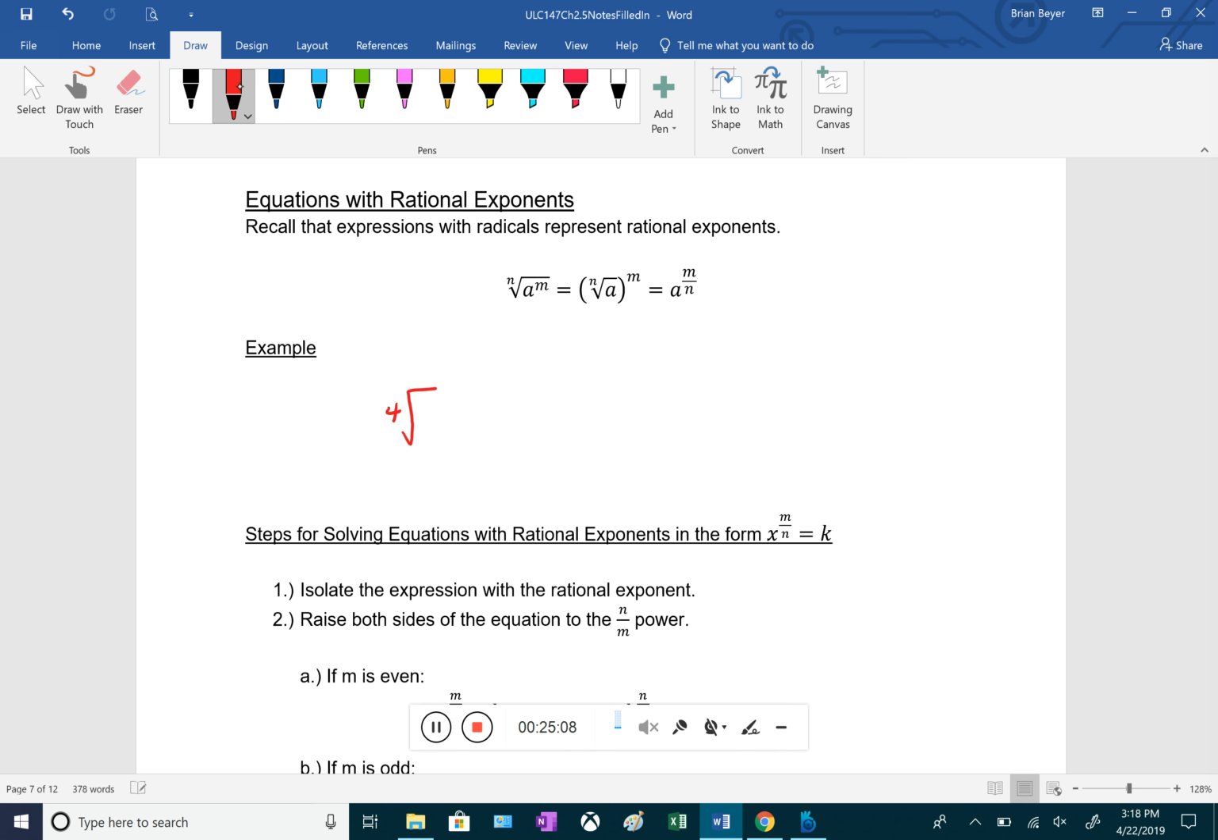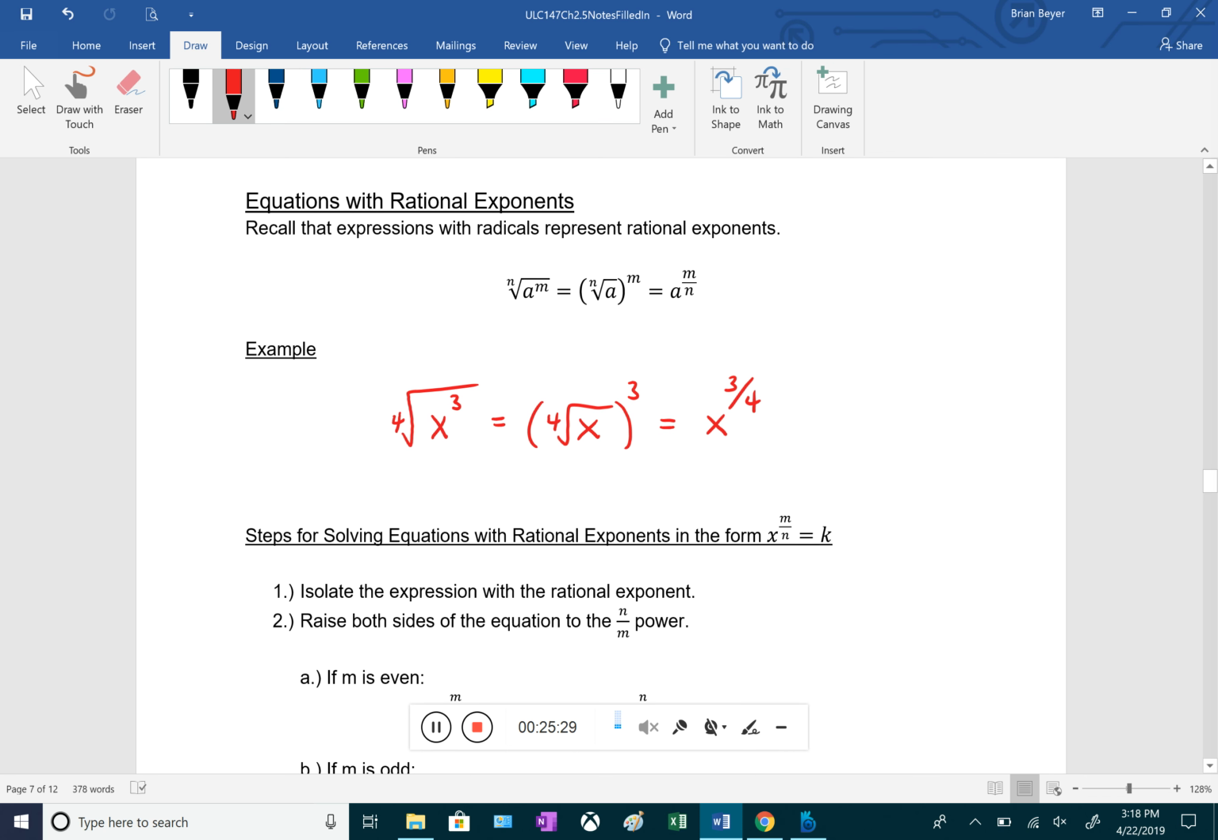So for example, we could have the fourth root of x cubed. We could write that as the fourth root of x and then cubed. This is all the same thing as x to the 3/4 power. So those all mean the same exact thing. In my opinion, I like working with the last one as an exponent. I think it's a little bit more clear about how to solve them.